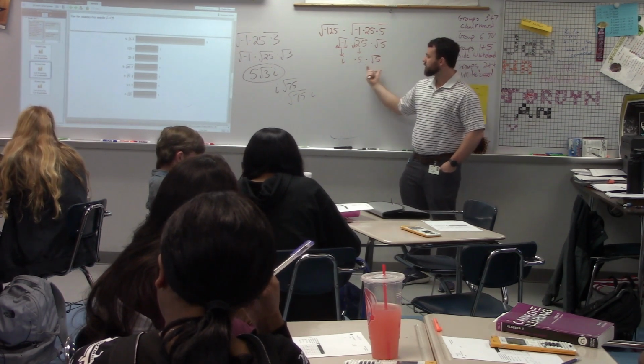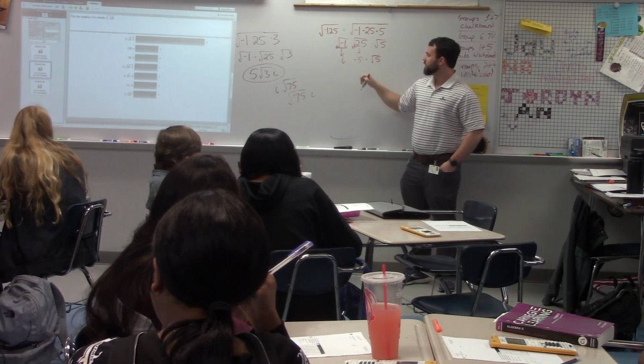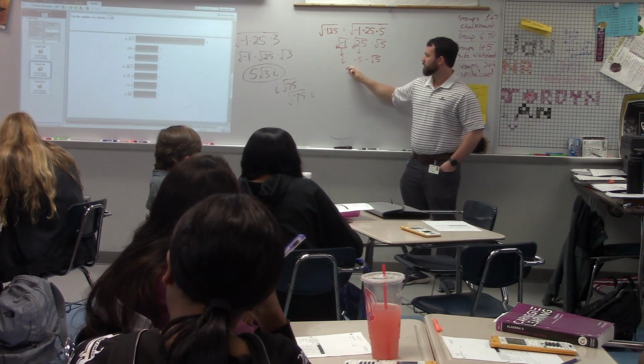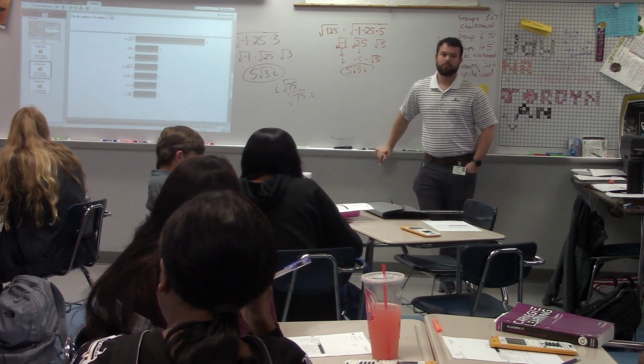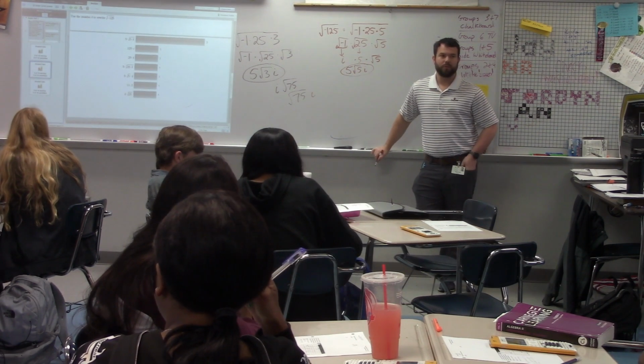Now, traditionally, what goes at the very end? So I'm going to go 5 square root of 5 I. What are your questions before we continue?